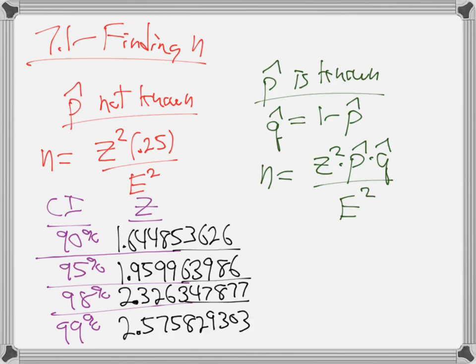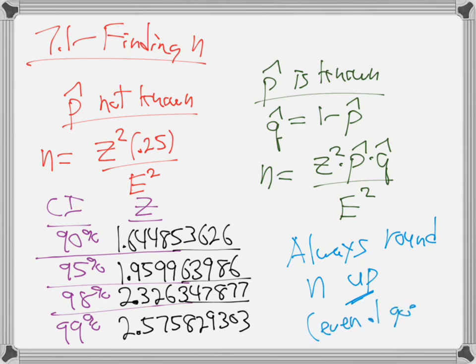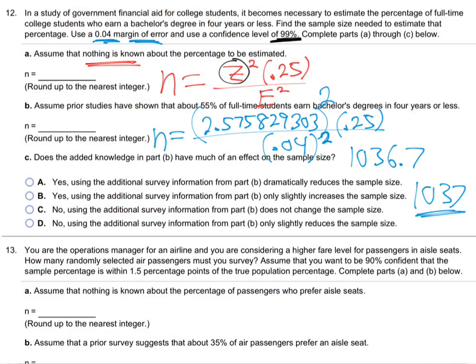Let me write that over here. Always round n up. And by up, I mean even 0.1 will go up. You guys tracking with me? Even 0.1 goes up. So always up. So 1037. So what does that mean? What did we just find out?